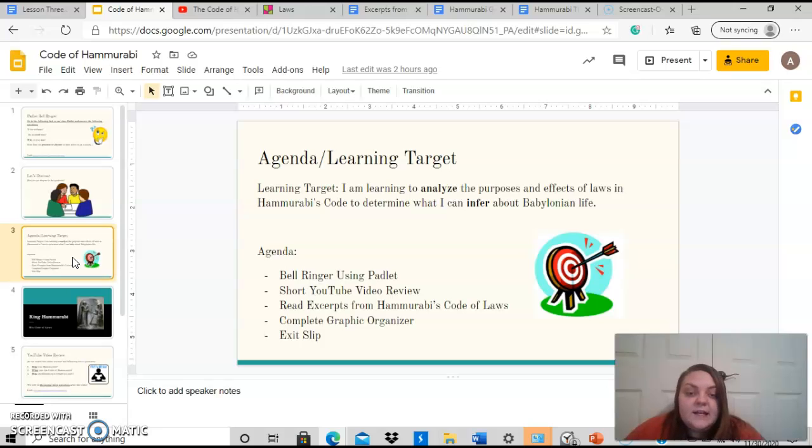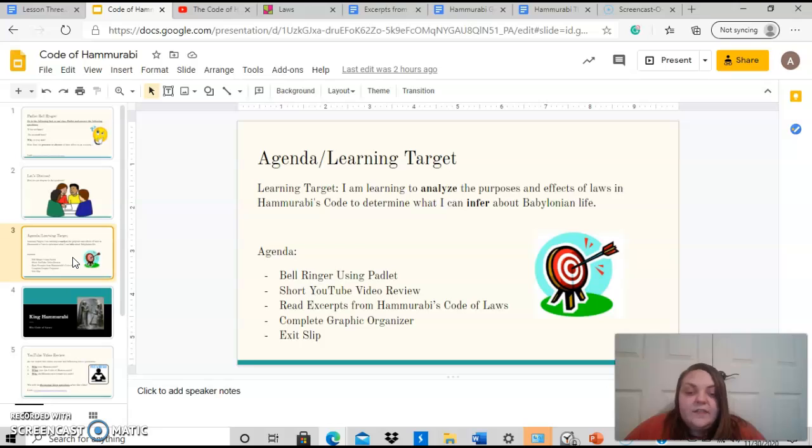The learning target says, I am learning to analyze the purposes and effects of laws in Hammurabi's code to determine what I can infer about Babylonian life. As you can see, I have bolded the keywords of the learning target so that students can know exactly what we're doing. It just makes it a little more concise for them.